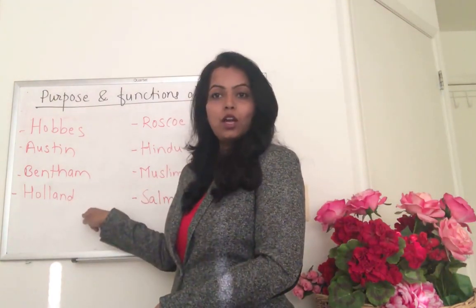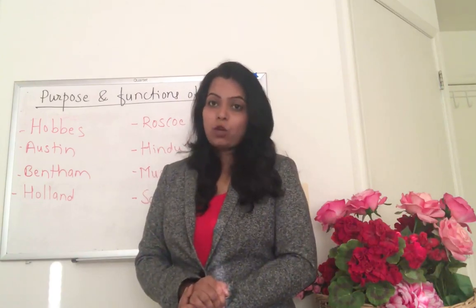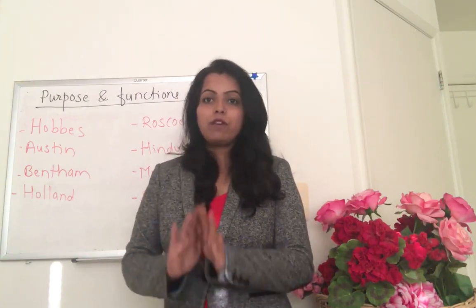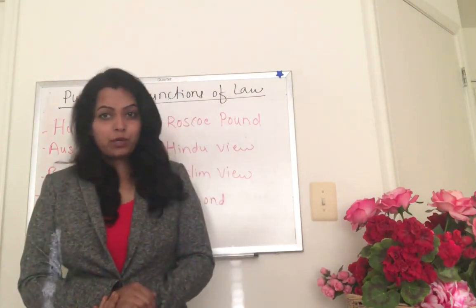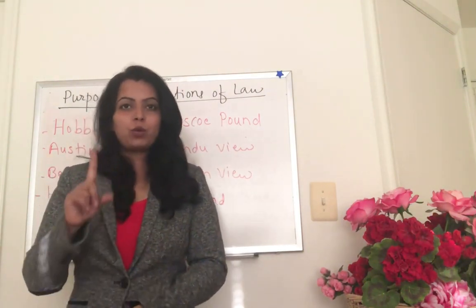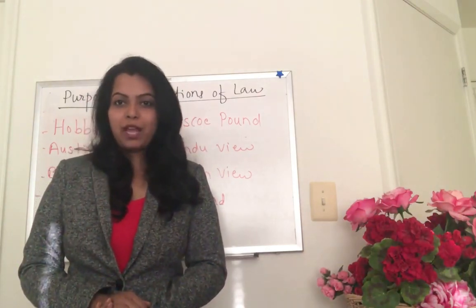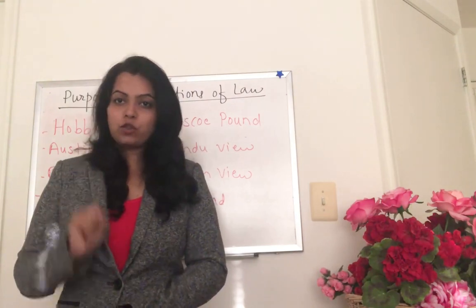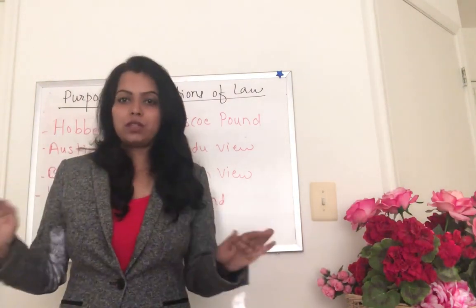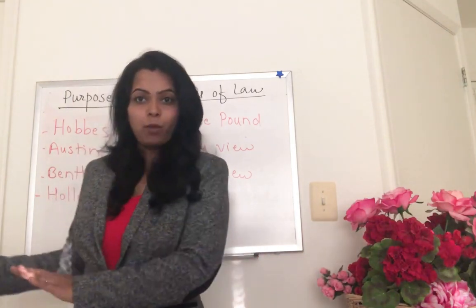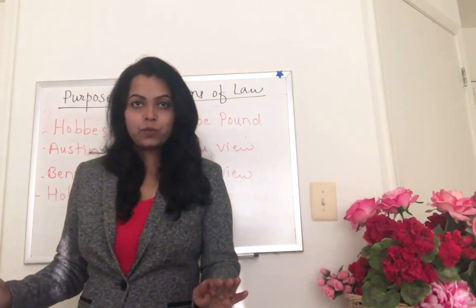According to Holland, law is something more than police, and its ultimate objective is the all-round welfare of society. According to Roscoe Pound, law has 4 purposes in society. Number 1, to maintain law and order in society. So to protect people and maintain peace is the first function of law. The second purpose of law is to maintain the status quo in society. So if there is no problem in society, law will just maintain the status quo.